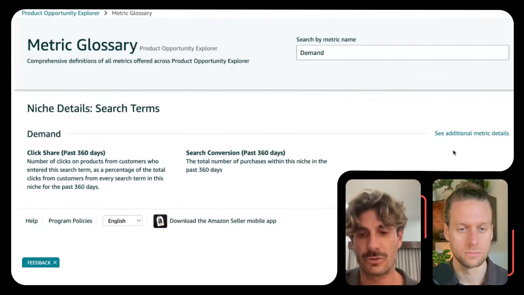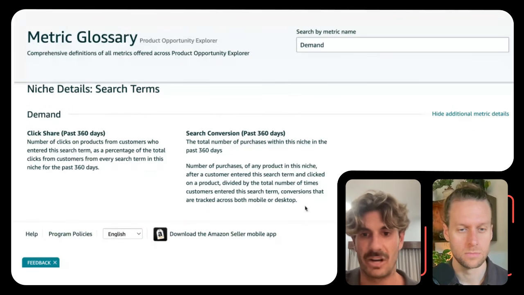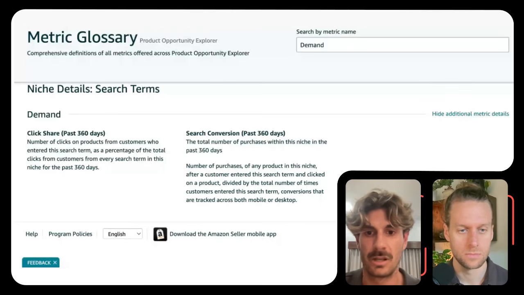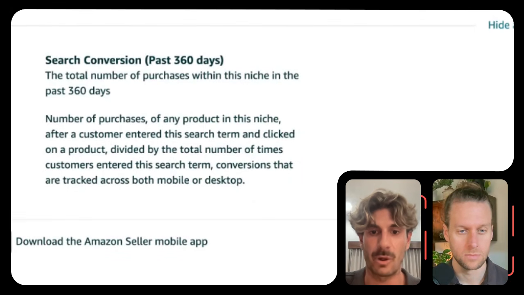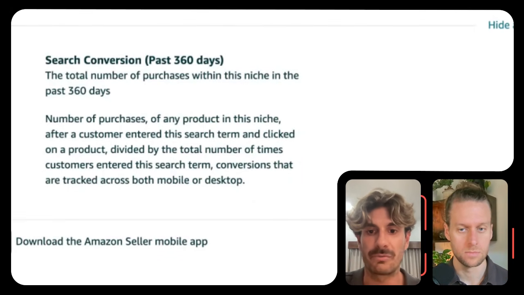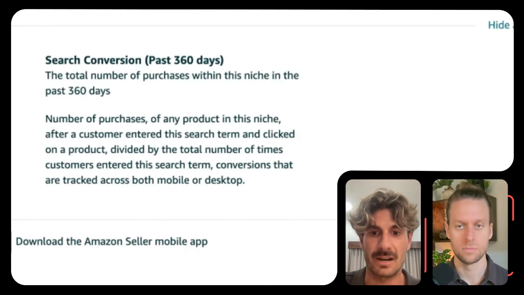You'll see search conversion, right? But you want to click see additional metric details, because that's where they share the details of how they measure. So it's the number of purchases of any product in this niche after a customer entered the search term and clicked on a product, divided by the total number of times customers entered the search terms. Conversions are tracked across both mobile and desktop. So in the end it's the orders divided by the search volume rather than the orders divided by the clicks, which is how we usually calculate conversion rate.